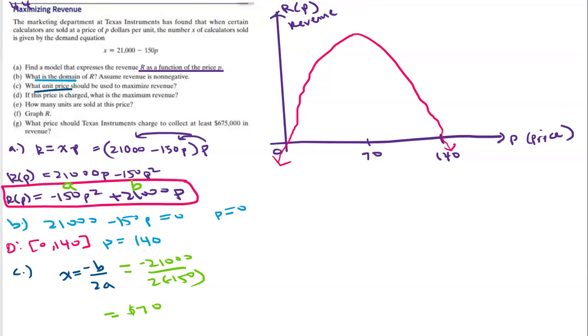So these are the prices on your P-axis or X-axis: 0, 70, 140. So I already figured that out right there. So $70, that's where it is. So for C, it says what unit price should we use? So we're using $70 as a unit price. And then part D says if this price is charged, what is the maximum value?